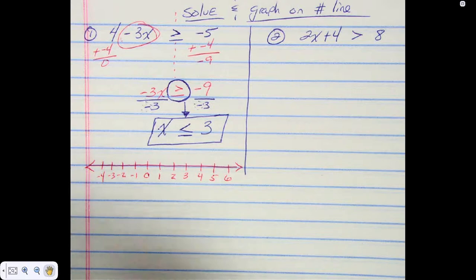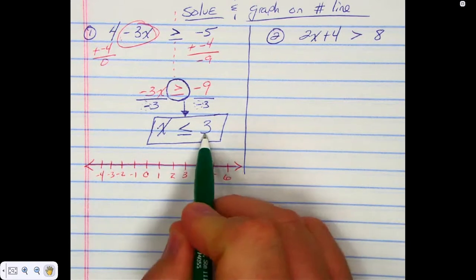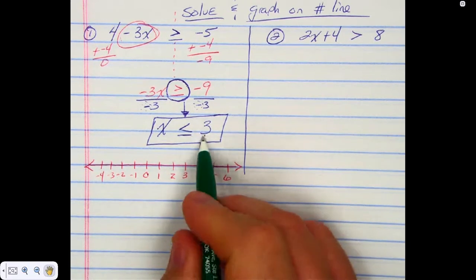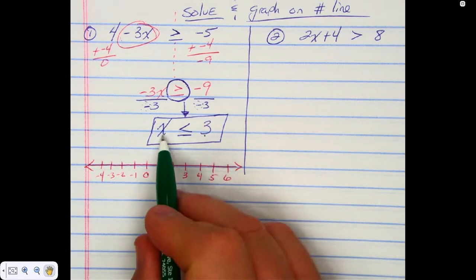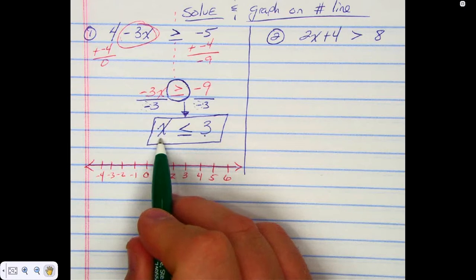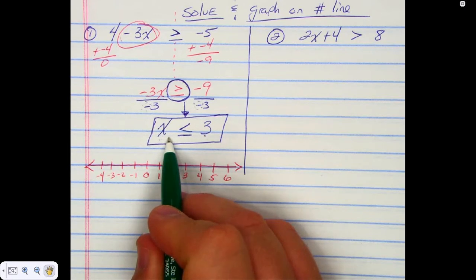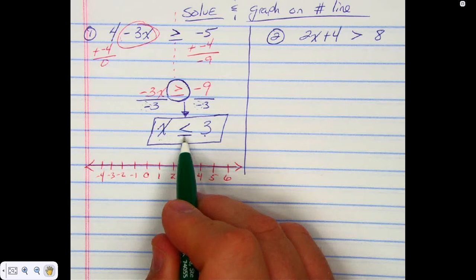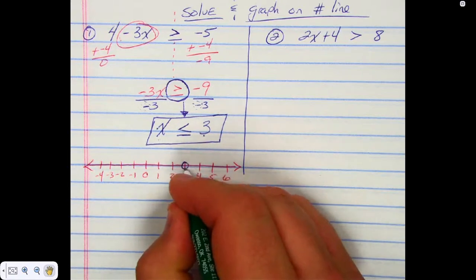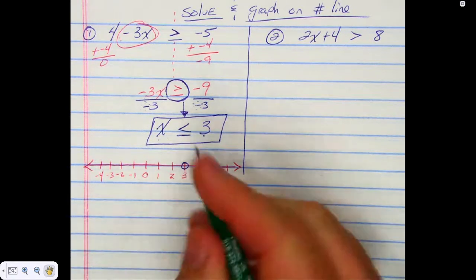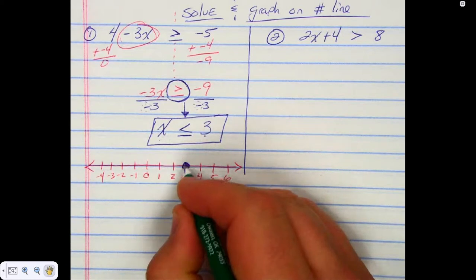To graph this, where am I going to start? That's the thing that sometimes messes with some people. Starting point is the key. The number on the other side is your starting point. What you have to ask yourself is, am I including that number in my solution? It makes more sense when you say the numbers instead of x: the numbers less than or equal to 3. Am I including 3 in that statement? I am. So you put a circle around 3, and since I am including 3, I shade it in.